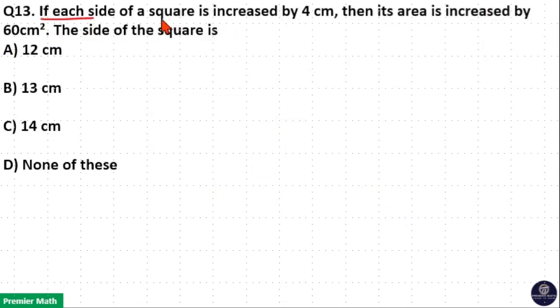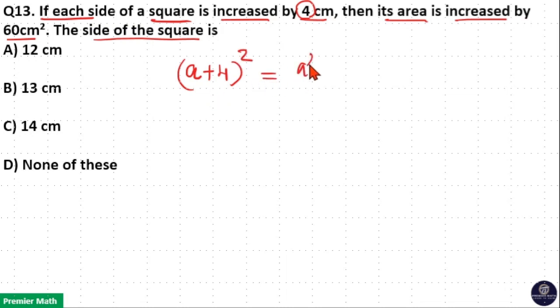If each side of a square is increased by 4 cm, then its area is increased by 60 cm square. The side of the square is? Initial side of the square is A. Then each side of the square increased by 4 cm means the new side is A plus 4 cm. Now the new area is (A plus 4) whole square, which is equal to A square plus 8A plus 16.